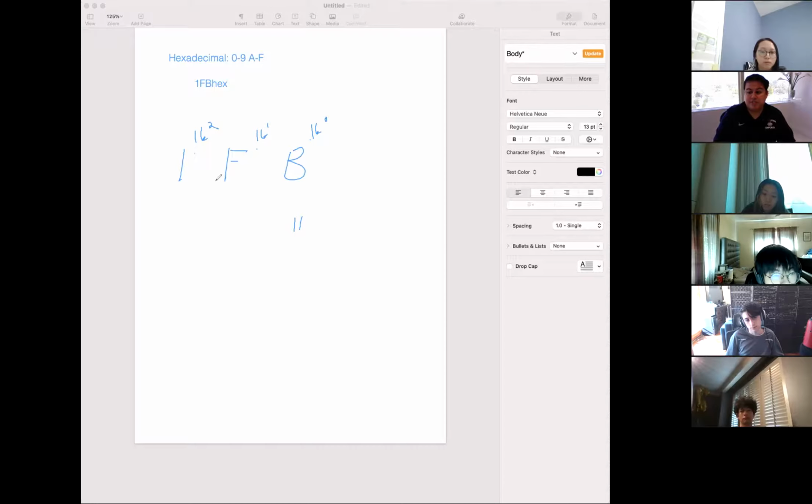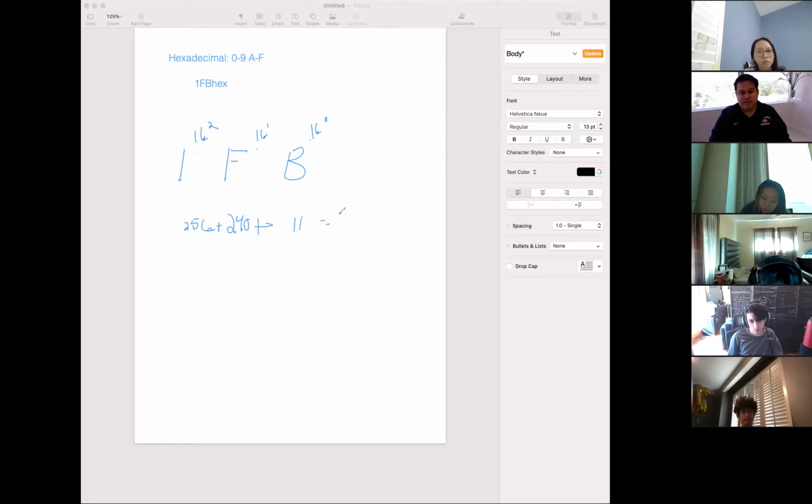What's 16 times 15? Anyone? 240. You are right, 240. I was multiplying the wrong thing. So 240, and then 16 squared is 256, right? 256 times 1 is 256. So 256 plus 240 plus 11 is equal to what?